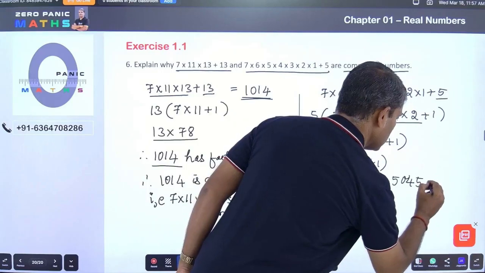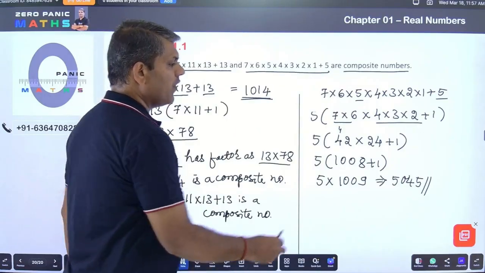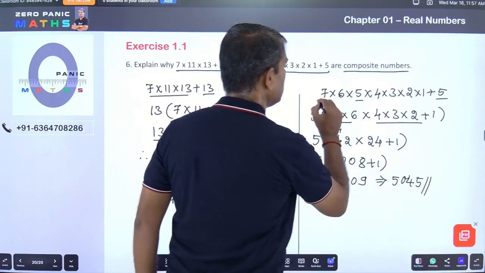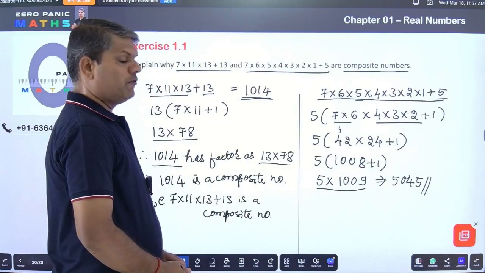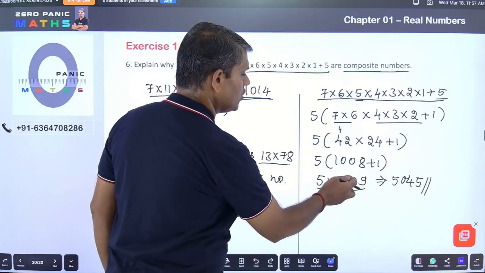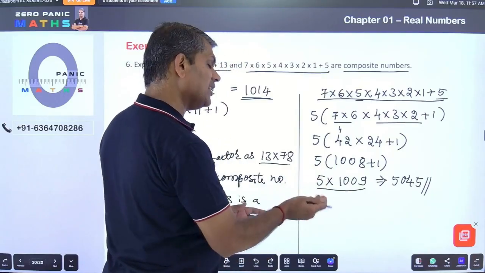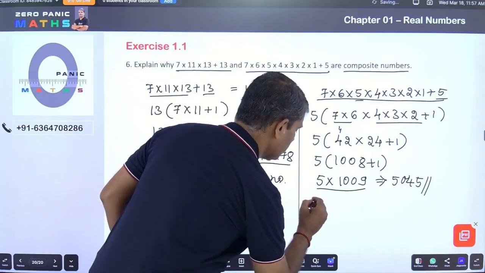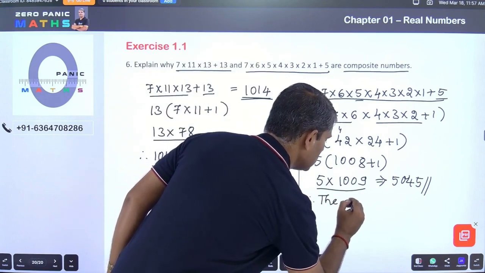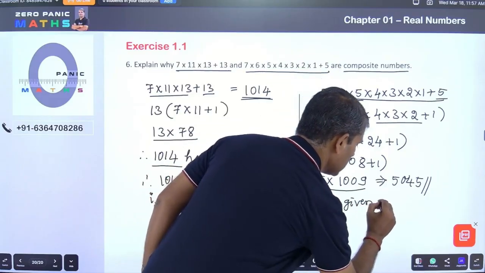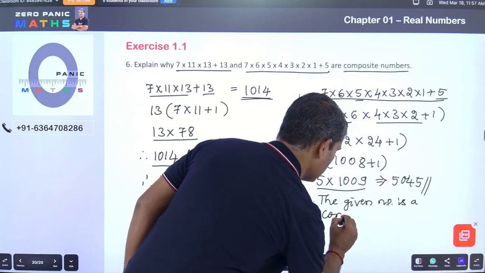Okay, actually 5045 is the value of this. Okay, now since 5045, which is in turn represented by this number, is represented as the product of factors, prime factors, you can say 5 into 1009. It has the factors 5 and 1009 other than 1 and itself. Therefore, the given number is a composite number.